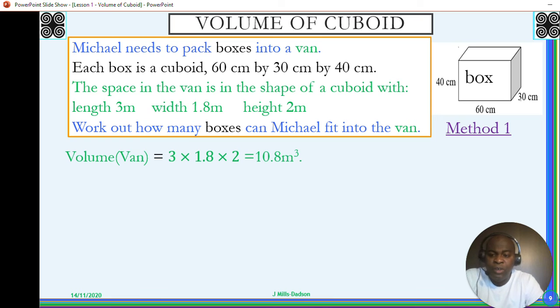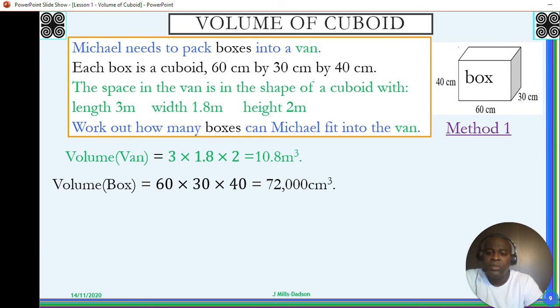First, work out the volume of the van. 3 times 1.8 times 2 is 10.8 meter cube. Second, volume of the box. 60 times 30 times 40 is 72,000 cm cube. And you realize that we are working in different units, so we need to get to the same unit. So it's up to you, from what we learned previously regarding conversion of units. Either you change meters into centimeters or centimeters into meters. So it's a matter of choice which one you are comfortable with.